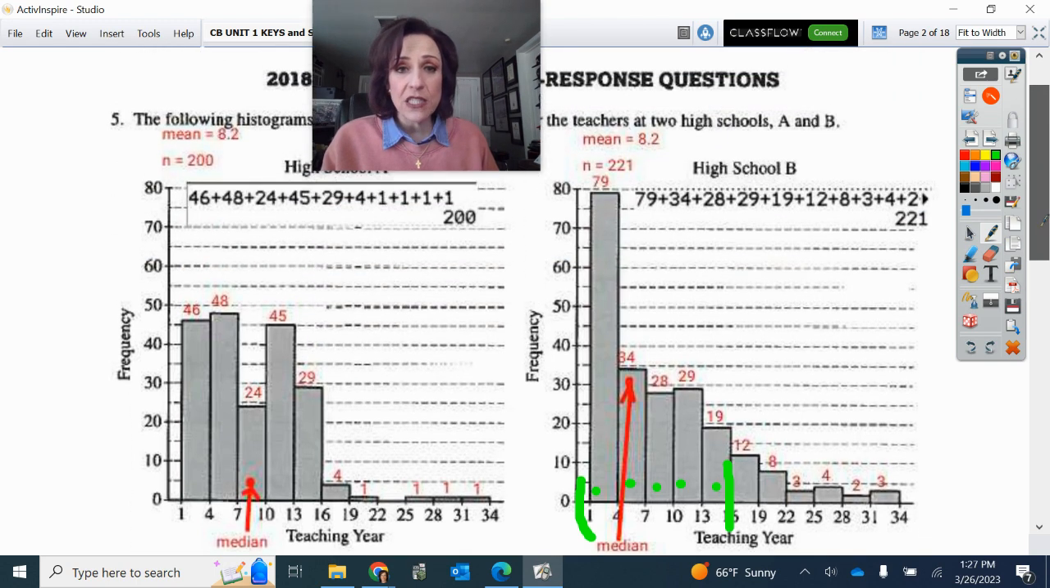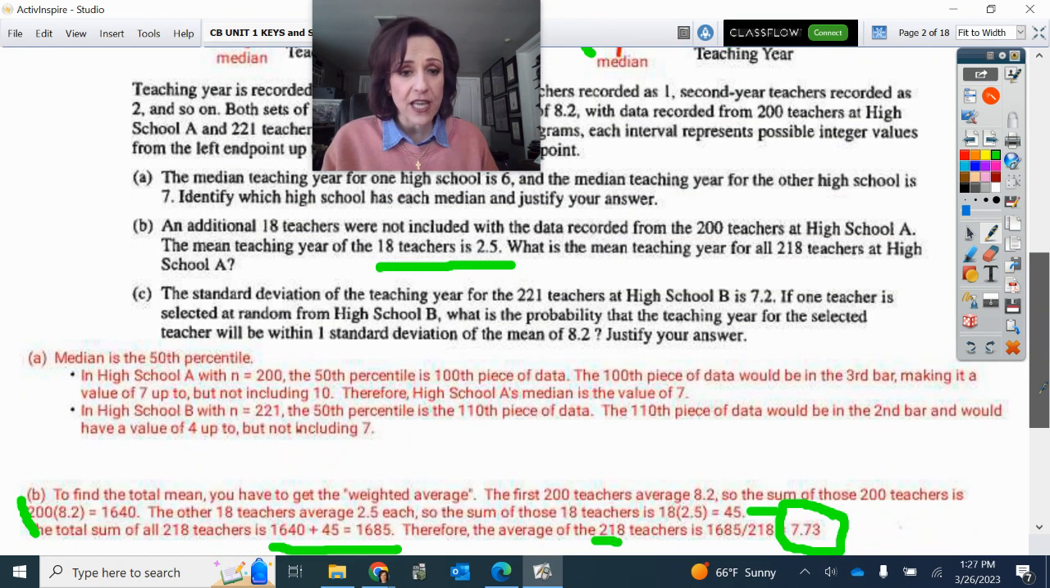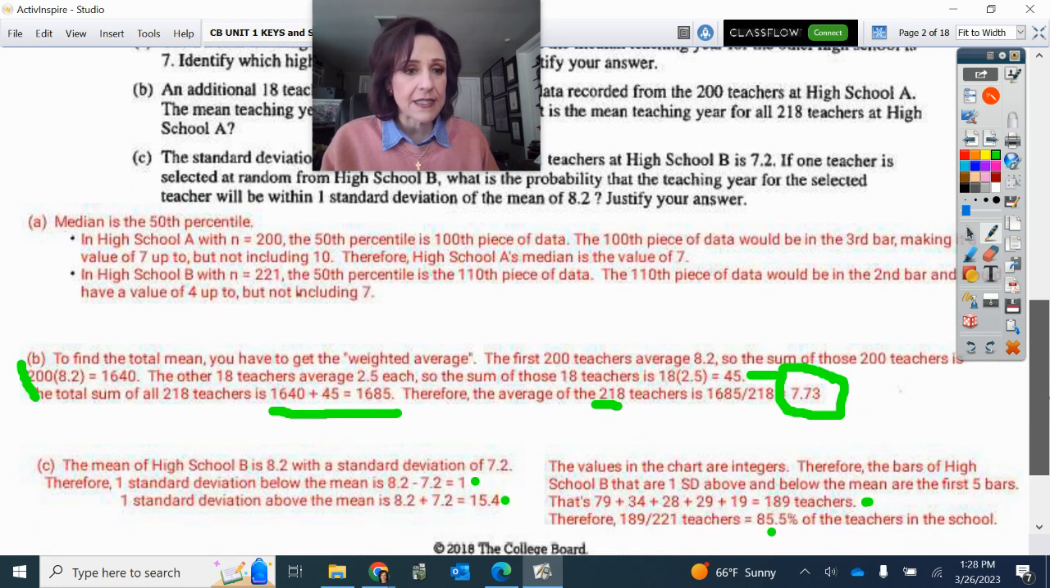So you had to do this weighted averaging. And so here's how the math for that worked out. You had this 200 teachers times that 8.2 gave you a sum of those teachers' years as 1640. And then you had this 18 times 2.5 gave a sum for those teachers' years of 45. You added those together to get a new total sum, which when you divided by 218 was 7.73.